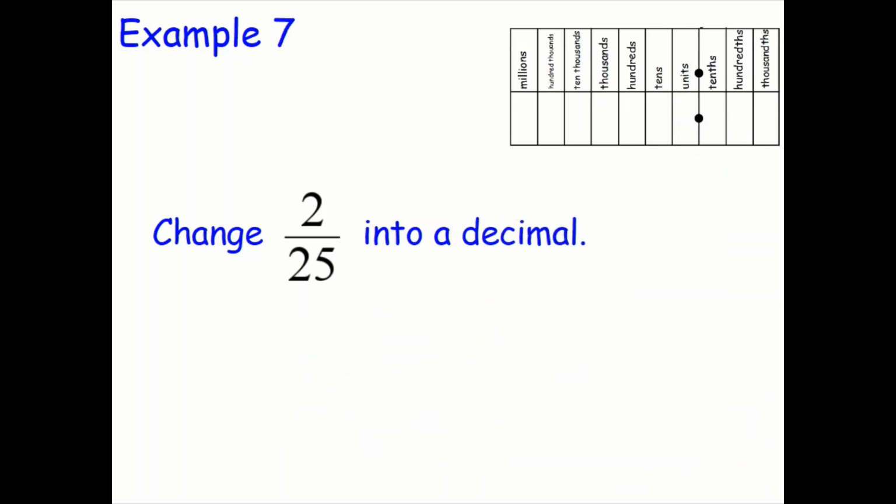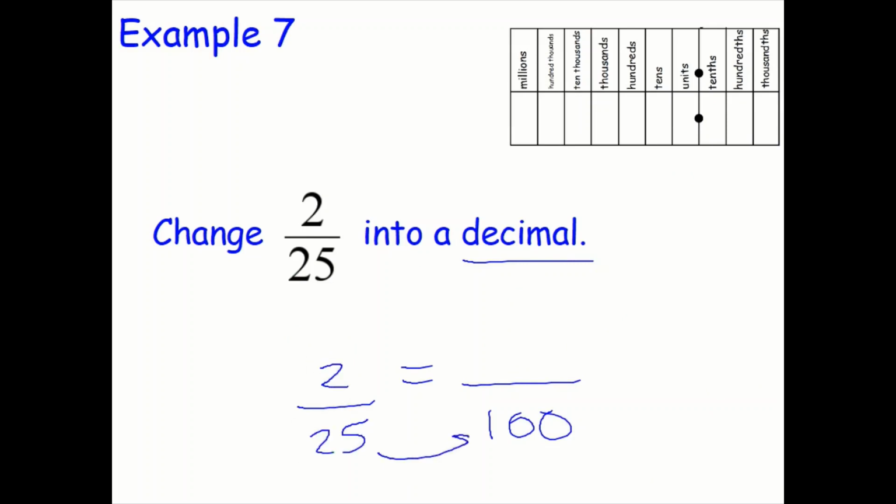Example 7, 2/25 into a decimal. So again, a really, really good starting point is to write an equivalent fraction over 100. So let's do that. 2/25. How many 25s in 100? There are 4. And I do the same to the top, multiplied by 4. 2 4s are 8.